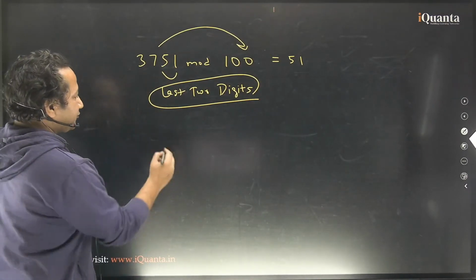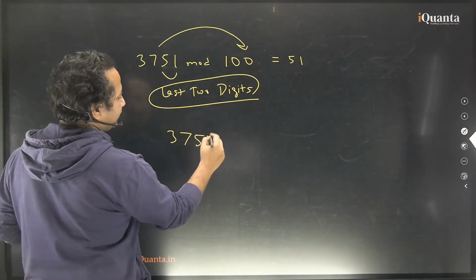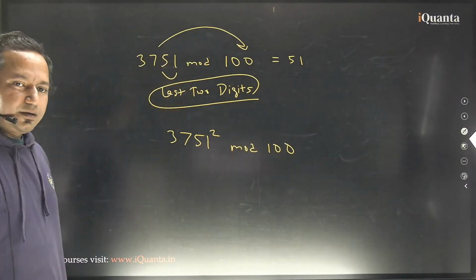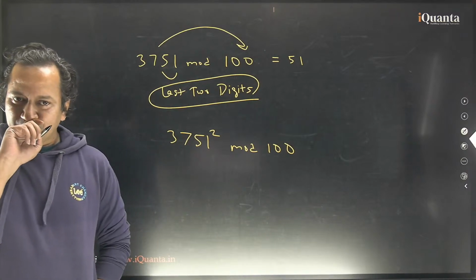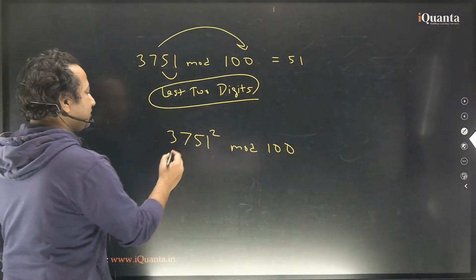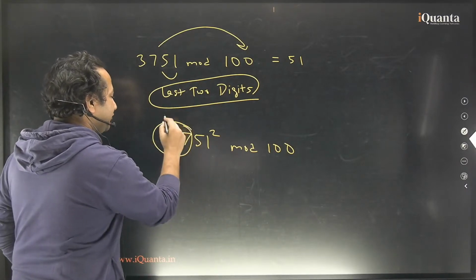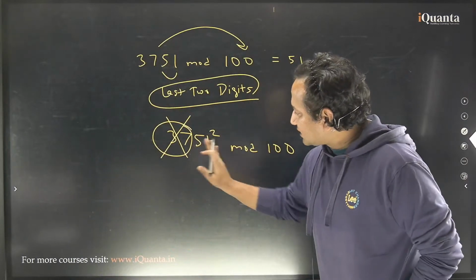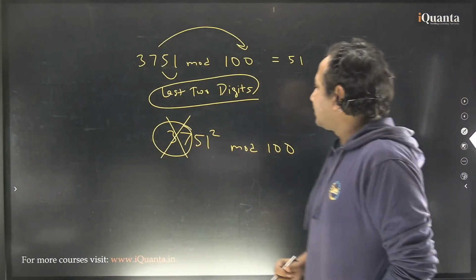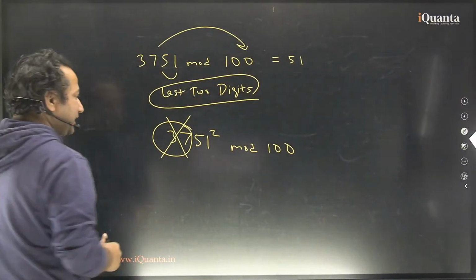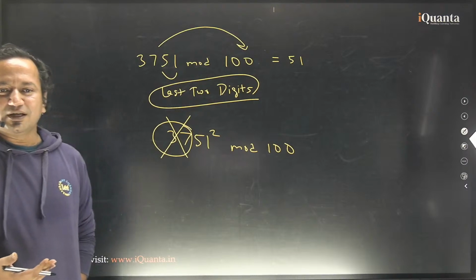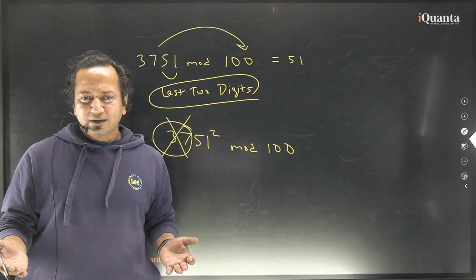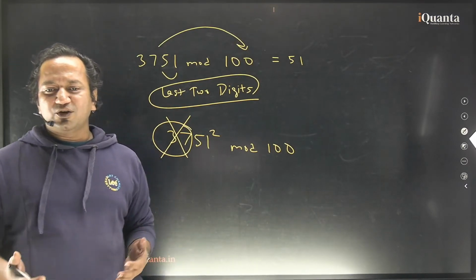Right. What if the number was 3751 square mod 100? अब यहाँ एक चीज़ तो कंफर्म हो गई है, लास्ट टू डिजिट्स की बात हो रही है तो हमें इन लास्ट टू के अलावा सबको इग्नोर कर देना है. We have to ignore this 37. This got no role to play. Is that clear? 37 has got no role to play. Isn't it? So basically, if you square 51, the last two digits of the square of 51 would actually be the answer over here. 51 का square क्या होता है? 2601.